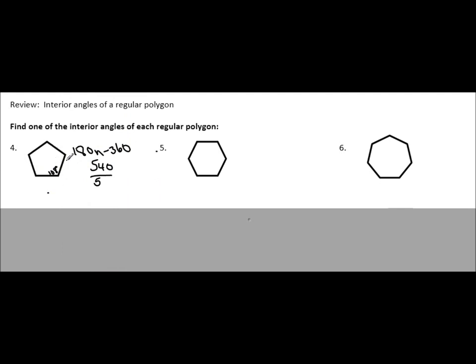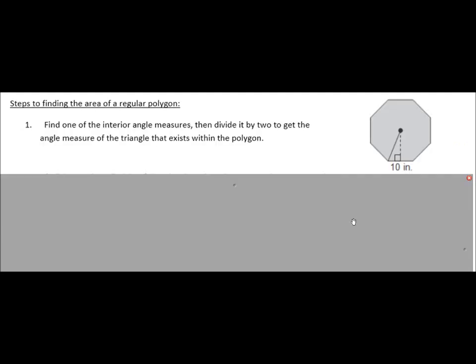Alright, so I'd like for you to pause the video and try number 5 and number 6 on your own to see if you get what I get. Okay, for our regular hexagon we have 120 degrees, and for our regular heptagon we have 128.6 degrees for each angle. Okay, so now let's get back to the area of a regular polygon.